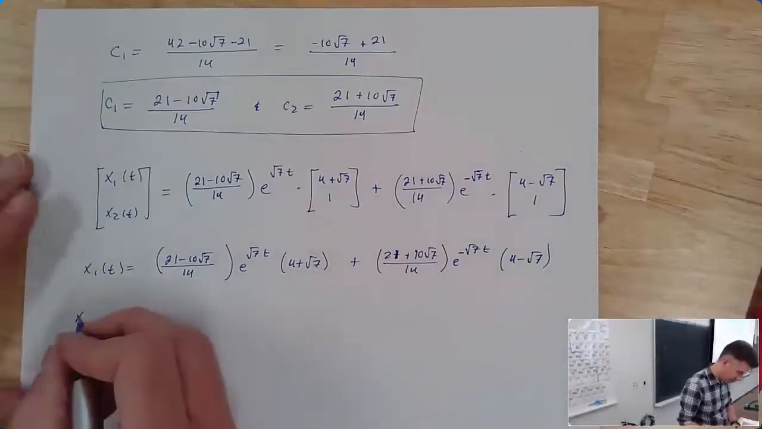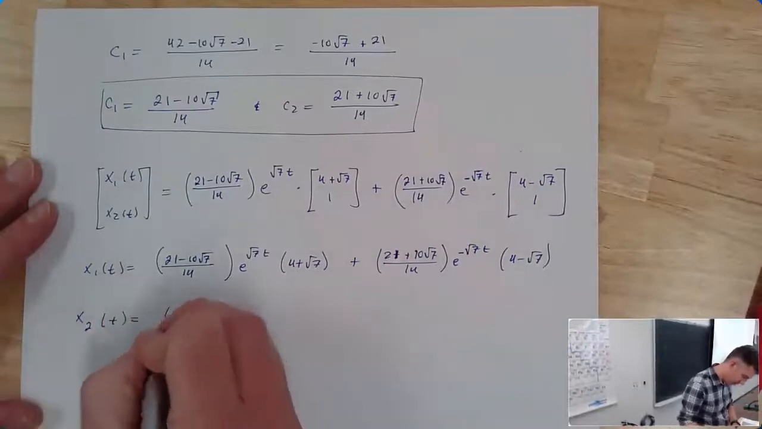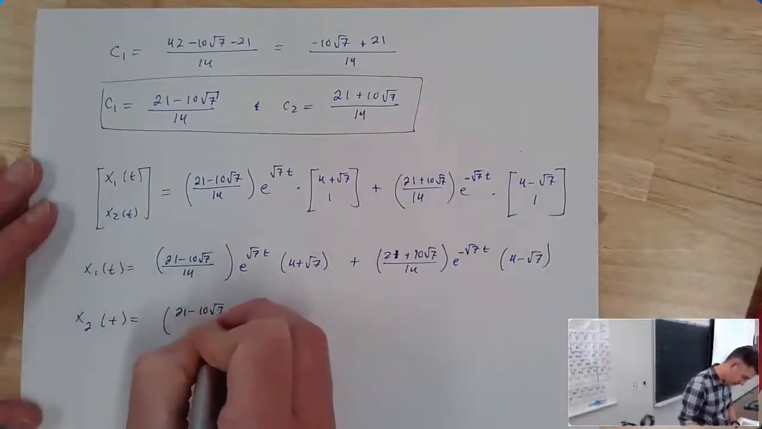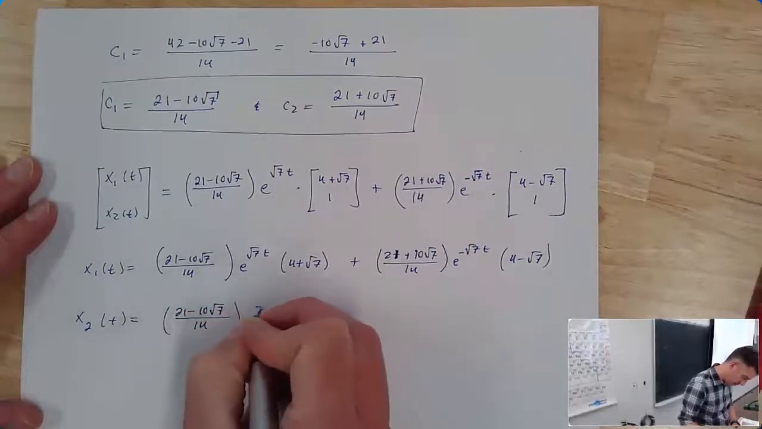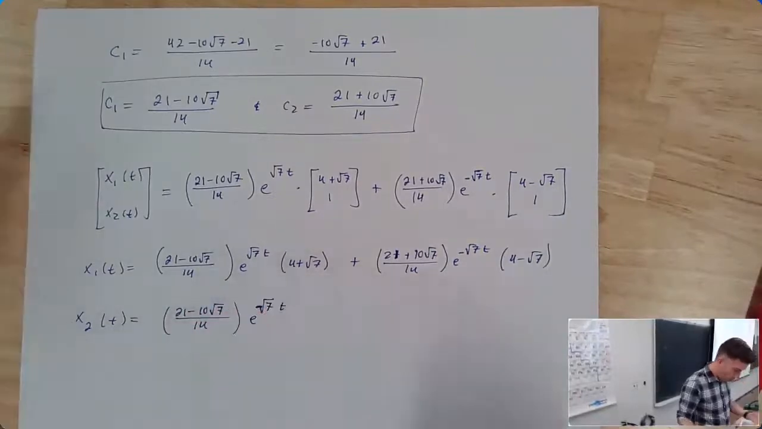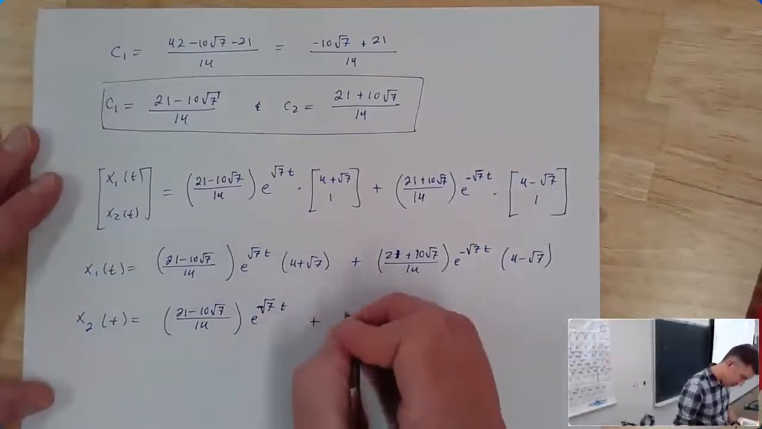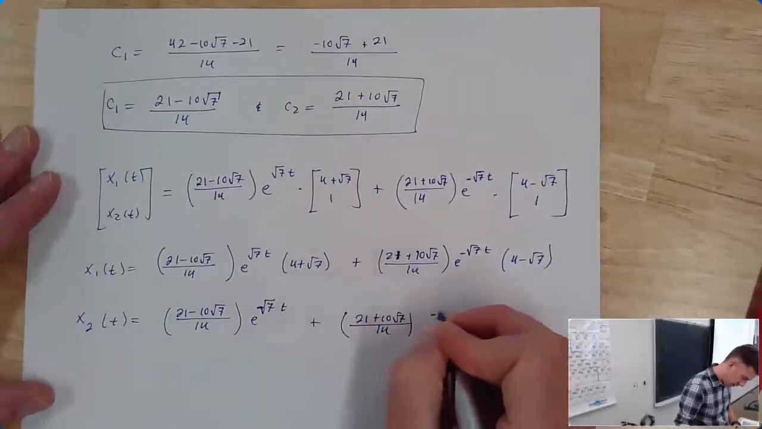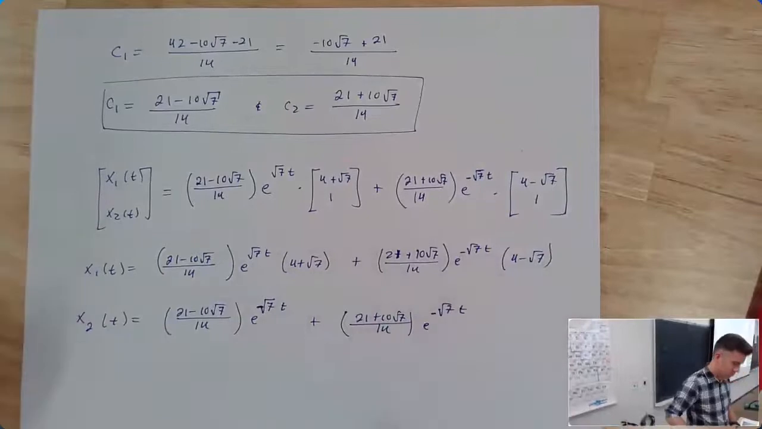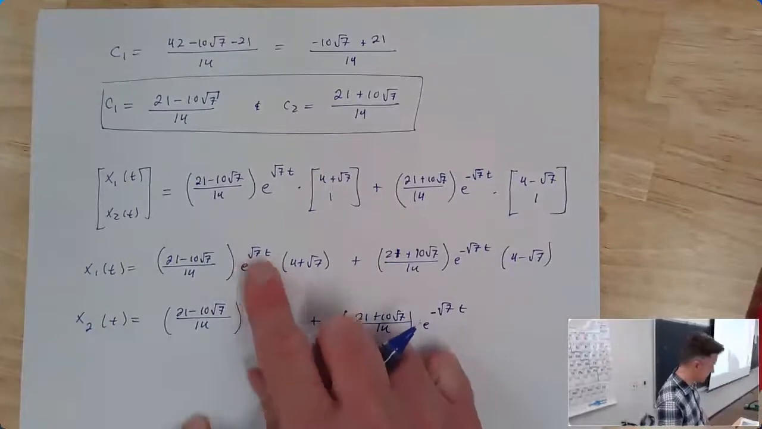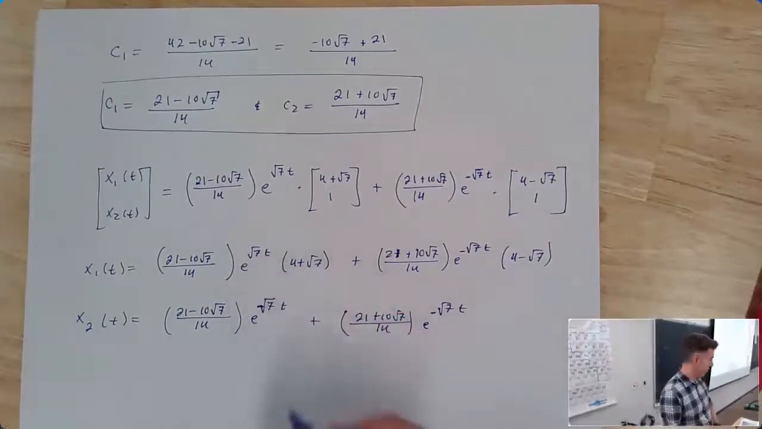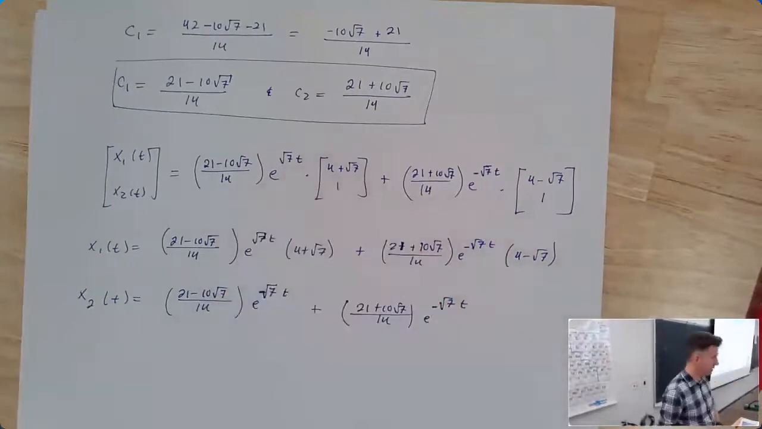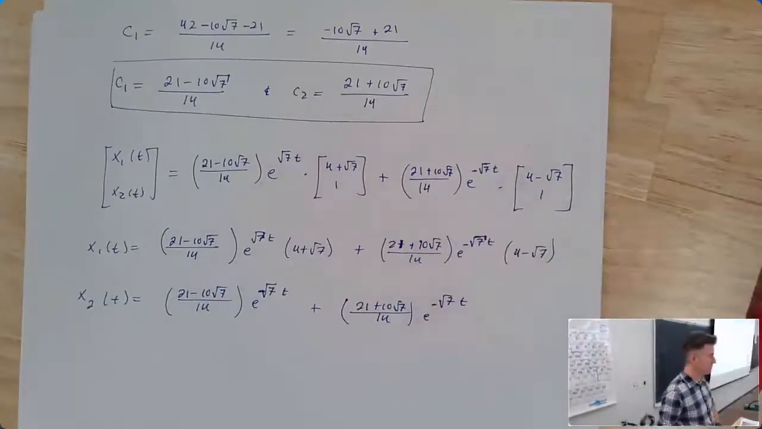X2 of t is not quite as gross. X2 of t is going to be 21 minus 10 root 7 over 14 times e to the root 7 t times 1, plus 21 plus 10 root 7 over 14 times e to the negative root 7 t times 1. So not quite as bad. Something to be careful about here: if you have radicals as your eigenvalues, make sure that the t is not in the radical, right? That is the square root of 7, end of story, times t. That is the negative square root of 7, end of story, times t. You can write the t in front if that's easier to keep track of.